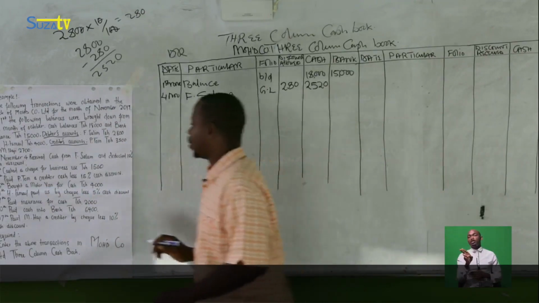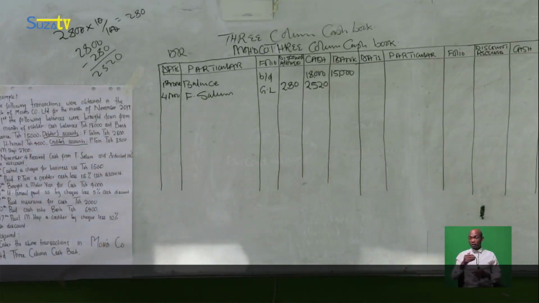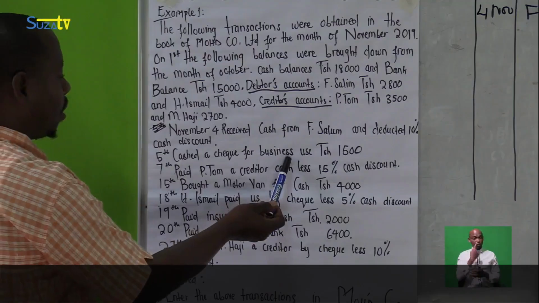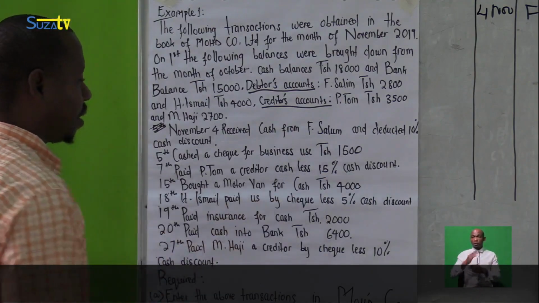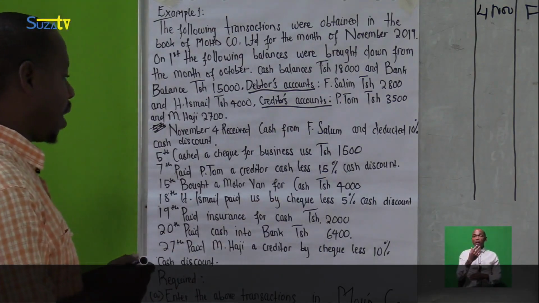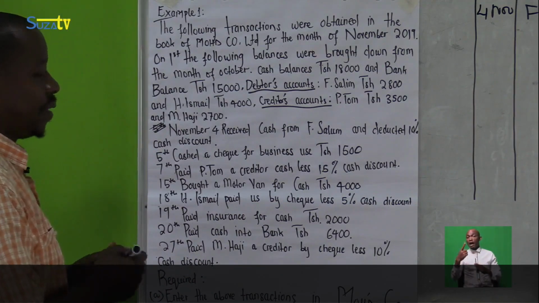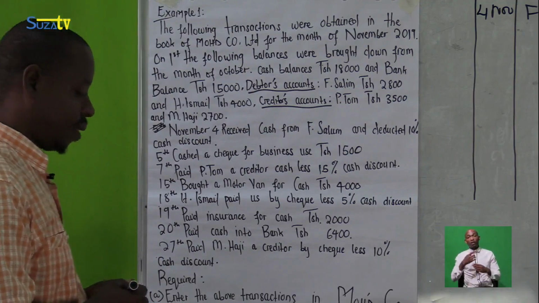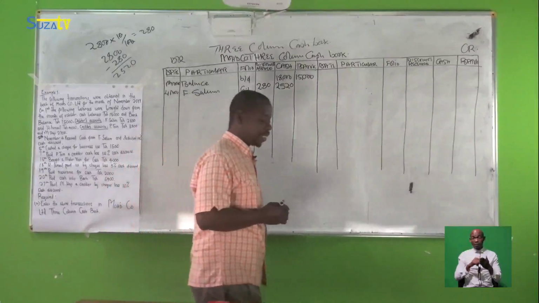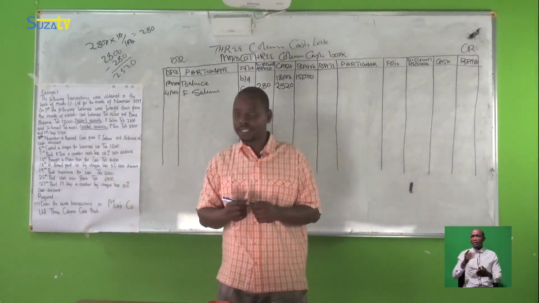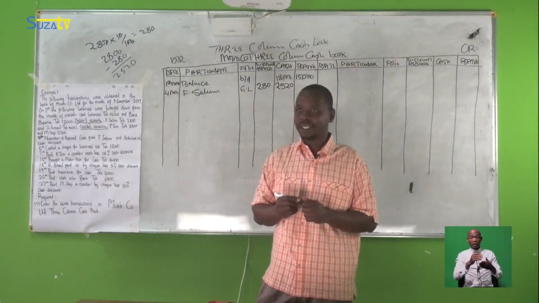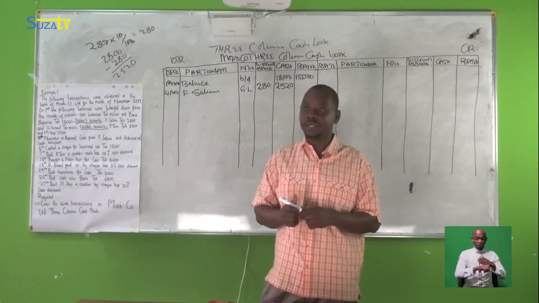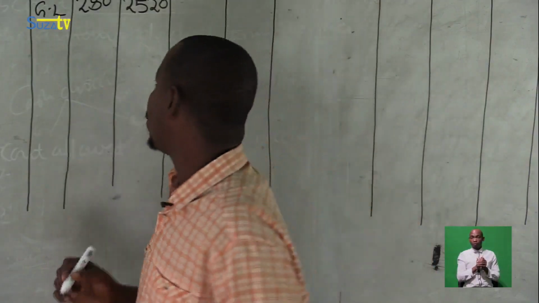Okay, continue with the next transaction. The next transaction says that a check was cashed for business use, Tanzania shillings 1,500. What does this mean? It means the owner of the business writes a check to the bank and draws money. After drawing, the money enters the business.